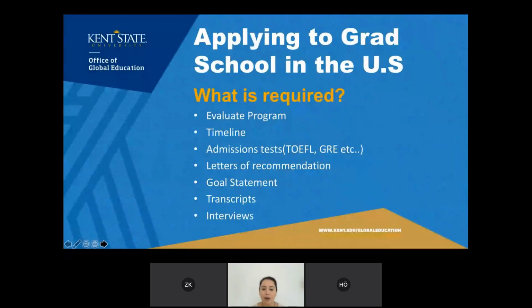Also, other requirements such as admission tests. At the graduate level, many programs and many schools will require proof of English proficiency, and a lot of times they will ask for TOEFL, they will ask for IELTS. A lot of universities right now, because of the pandemic, are also accepting the Duolingo English test. And so that's another test that you could use to prove your English proficiency.